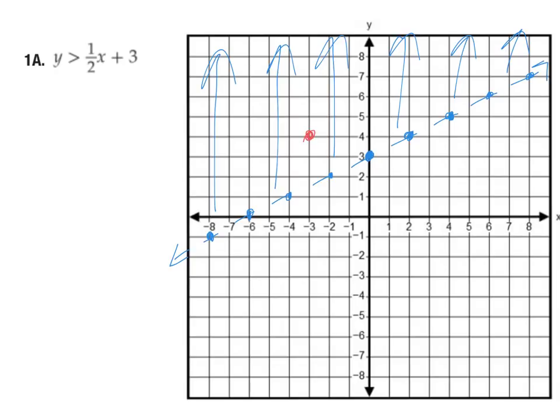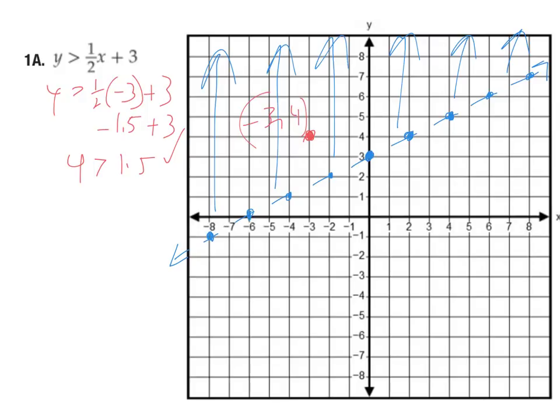-3, 4 is in the shaded region. So if I plug in -3, 4, where 4 is the y value, that should be greater than 1/2 times -3 plus 3. 1/2 times -3 is -1.5. Negative 1.5 plus 3 is 1.5. And 4 is indeed greater than 1.5. That tells me that point is in the shaded region.